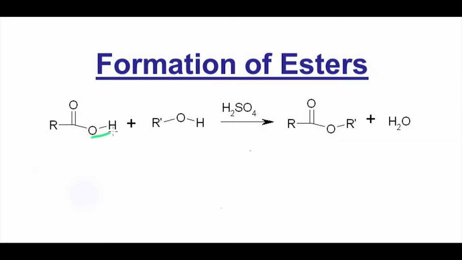The OH bond in the carboxylic acid combines with the hydrogen in the OH bond in the alcohol to form water. The leftover oxygen in the alcohol attaches itself to the carbon double bonded to the oxygen in the carboxylic acid. This causes the ester to be formed.